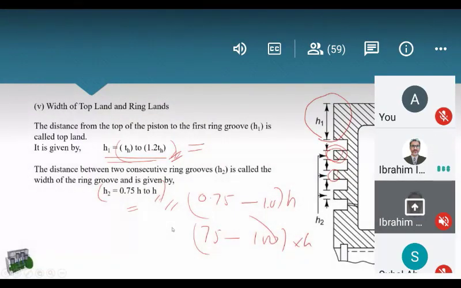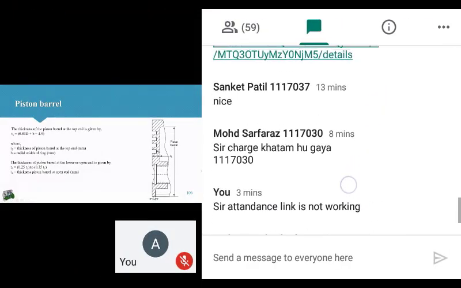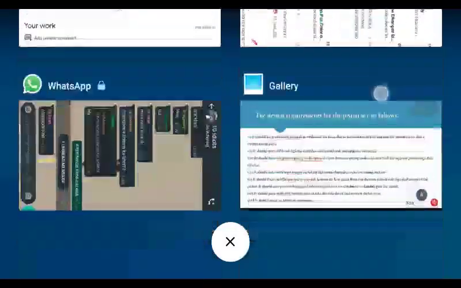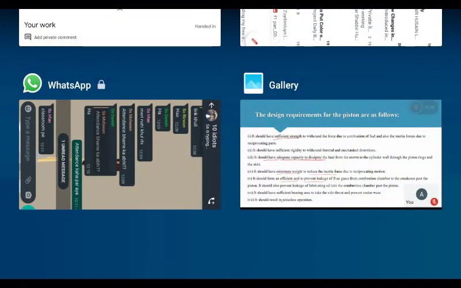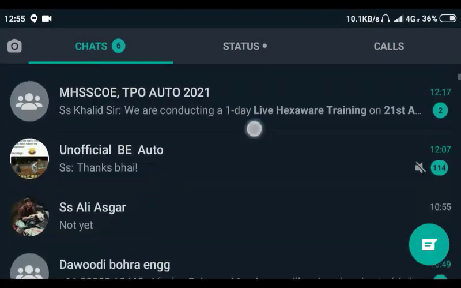Okay. Now, after calculating the top land thickness and the ring land thickness, we need to calculate the barrel dimensions. As I told you, the barrel is basically the portion from the inner surface of the piston head to the end of the piston. This is called the piston barrel. Now, in the piston barrel, we need to calculate the thickness near the lower ring, which is called T3.